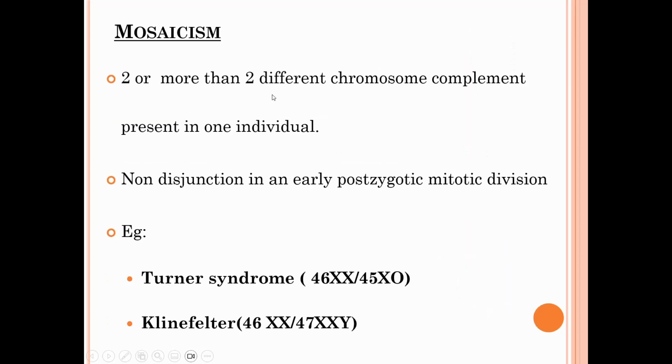Then what is mosaicism? Mosaicism means two or more than two different chromosome complements present in one individual. For example, in Turner syndrome, in a single individual there can be 46XX and 45XO also. In Klinefelter there can be 46XY and 47XXY. The reason for that is non-disjunction in early post-zygotic mitotic division. This is mosaicism and the individual is known as a mosaic.